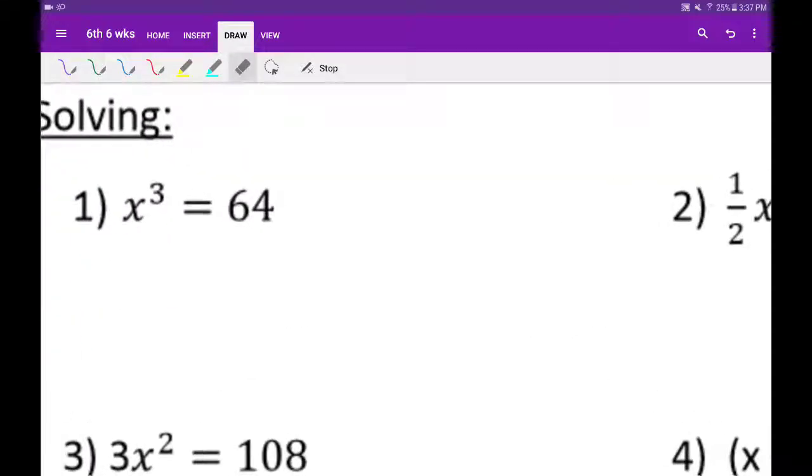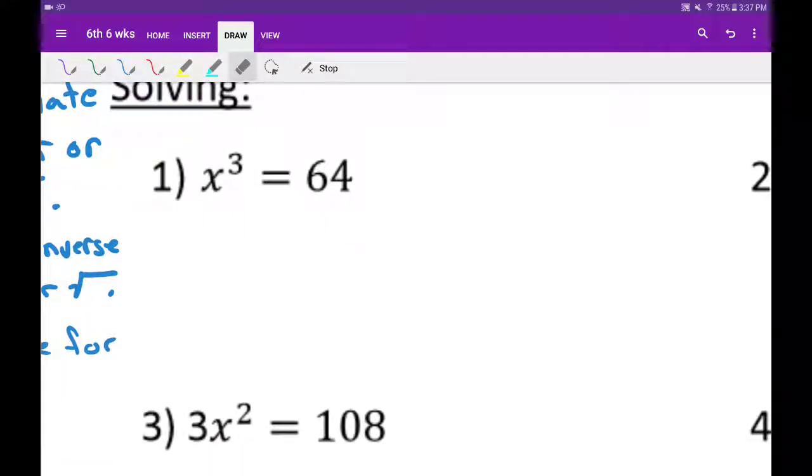Okay, so looking at number 1, we got x cubed equals 64. So to get rid of this cube, we're going to take the cube root of both sides. So cube root. Okay, what that's going to do, it's going to cancel out the power with the root. And we get x equals, and the cube root of 64 is 4.